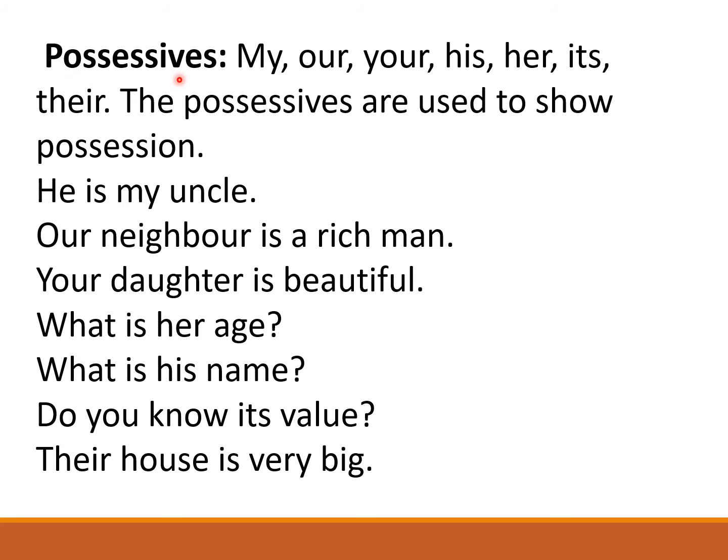Next comes possessives. The possessive words like my, our, your, his, her, its and their are some of the possessive determiners. They are used to show the possession of the noun. "He is my uncle." Who is possessing this person, uncle? Yes, it is my uncle. So the word my is a determiner. "Our neighbor is a rich man." Our is the determiner. "Your daughter, what is her age?" Here her.